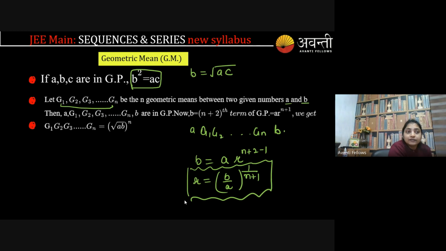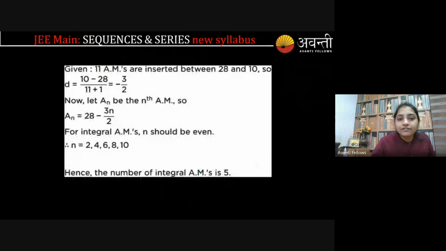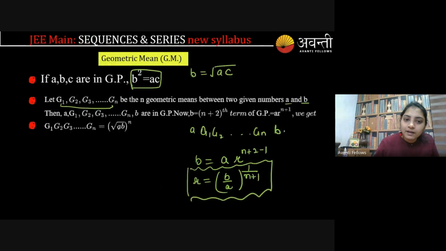As you have done that when n arithmetic means are added, their sum must be equal to n times A plus B by 2. If n geometric means are multiplied, their product must be equal to the geometric mean raised to power n. Clear?